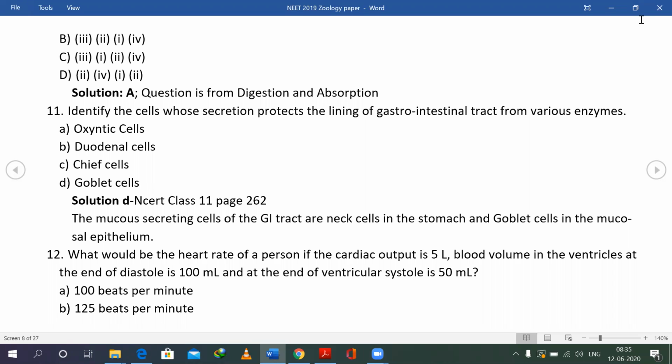So identify the cells whose secretion protects the lining of the gastrointestinal tract from various enzymes. Yes, various enzymes. So that is the question. You need to identify all these cells: oxyntic cells, which are the parietal cells, duodenal cells, chief cells, goblet cells. What are all of these cells?